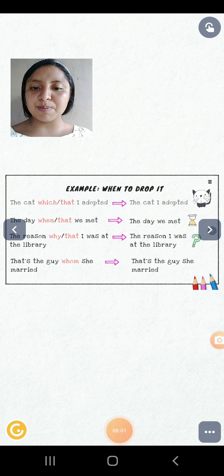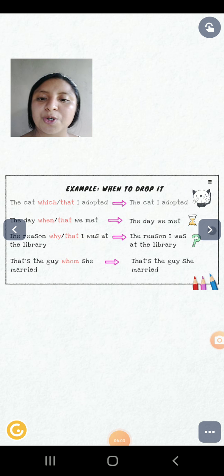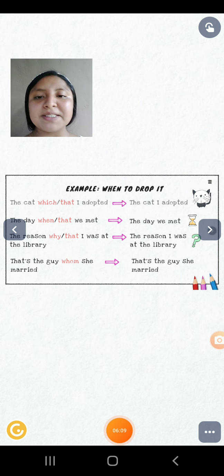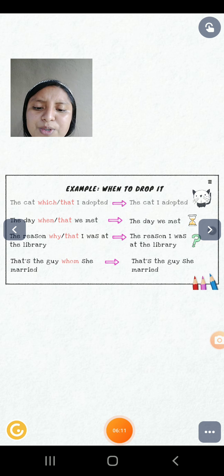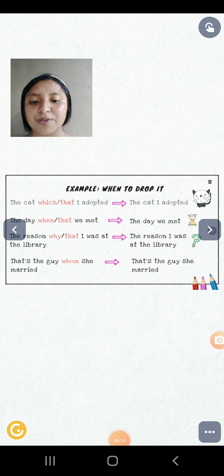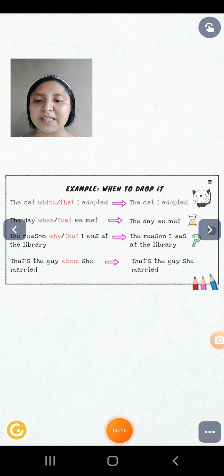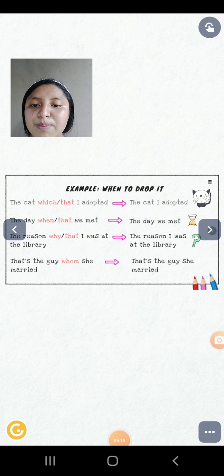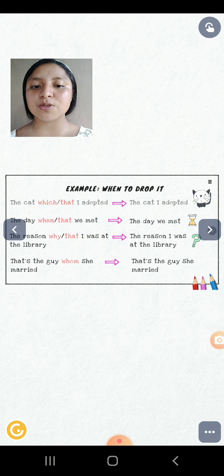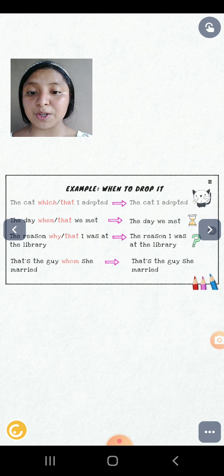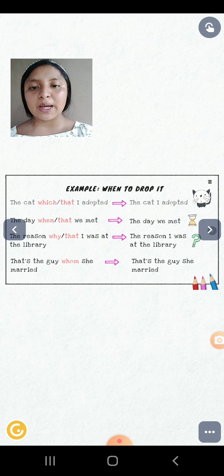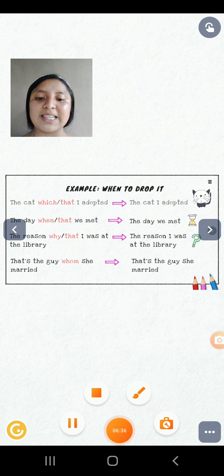Okay, so the first example is the cat which or that I adopt. The cat I adopt. So in here you can see that you can drop it. However, you can still use it because you are referring to that specific cat. Then we have the date when we met. When or that. The day we met. So if you see, we can also drop it. The sentence does not lose the meaning. We understand the sentence. But we use when and that to reference that specific date.